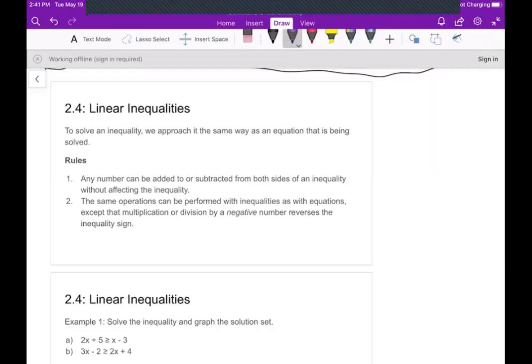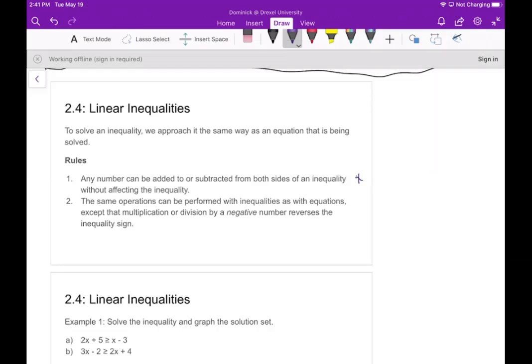Okay, guys, welcome. Today we're going to talk about solving linear inequalities. It's going to be very similar to when we solved linear equations. The only difference is you now have, instead of an equal sign, an inequality sign. So the rules are almost exactly the same.